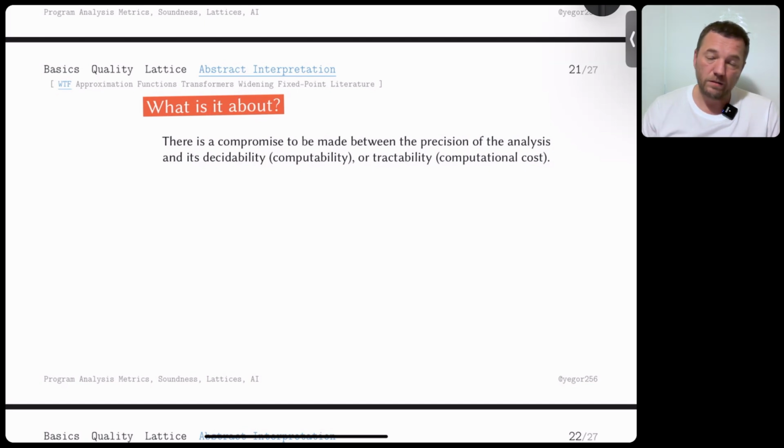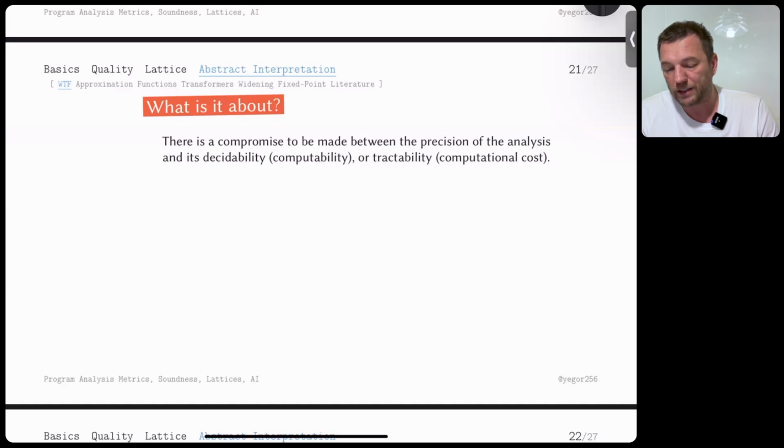So they invented, a long time ago, abstract interpretation. They say this is a compromise to be made between the precision of the analysis and its decidability, or tractability, computational cost. Of course you can run this function a million times, passing a million different inputs to your function.